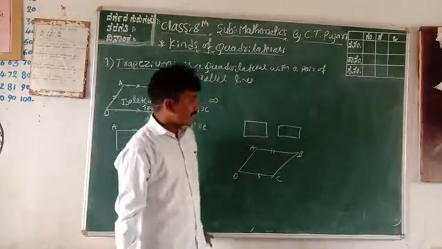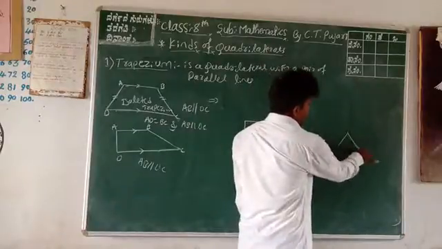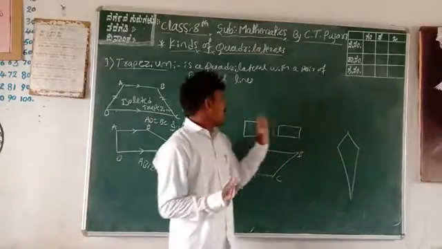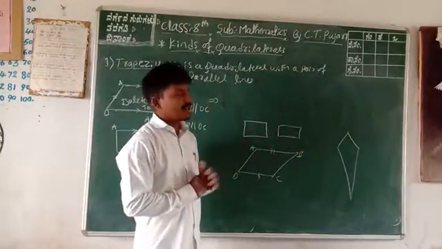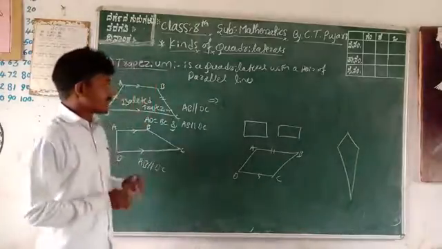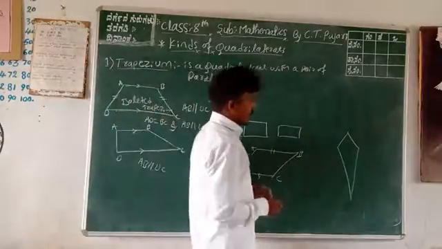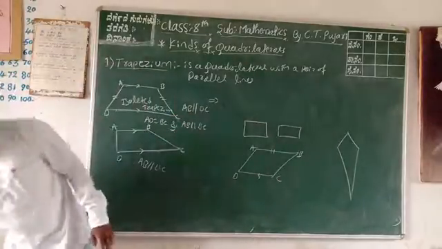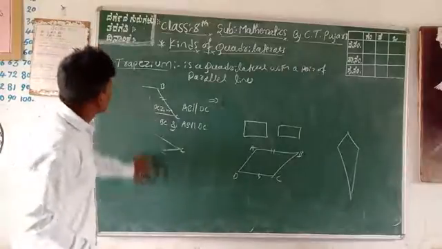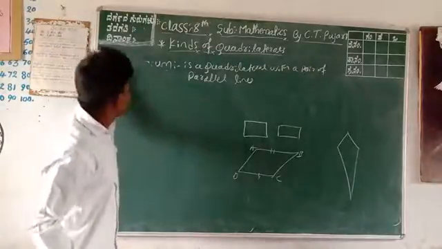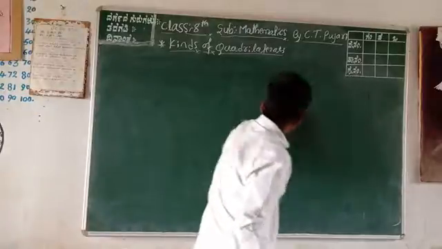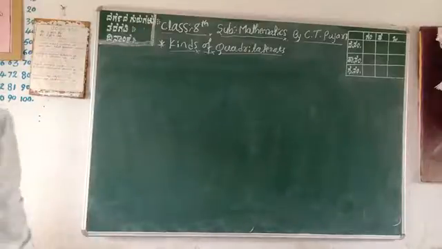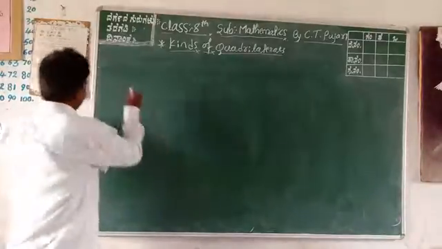But otherwise, this one is a kite. This kite is not a trapezium. Got it? Only these are the kinds of trapezium. The next one is what? Next one is kite.